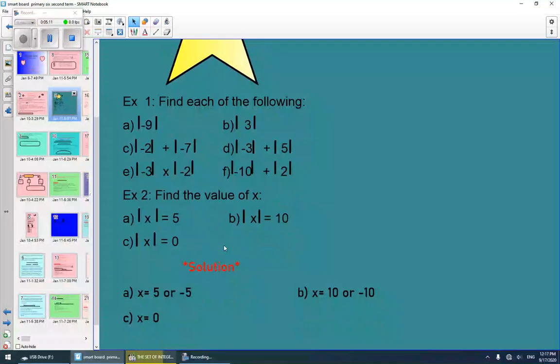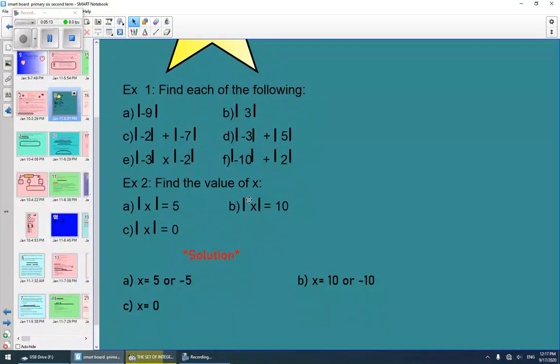Exercise 2, find the value of x. Number A, the absolute value of x equals 5. This means what? x can equal 5 or negative 5. Number B, the absolute value of x equals 10. This means x equals 10 or negative 10. Number C, the absolute value of x equals 0. This means x equals 0.